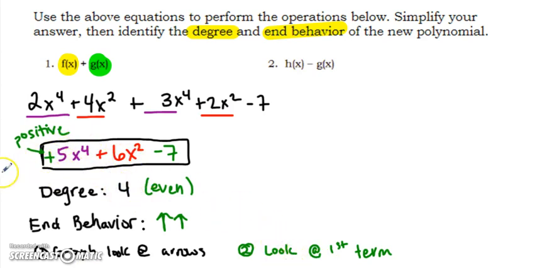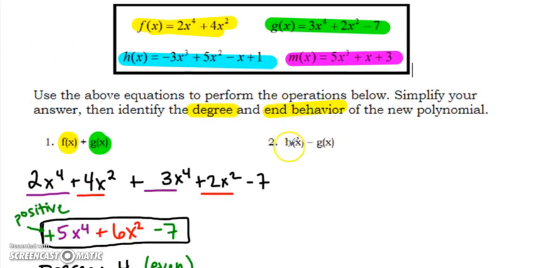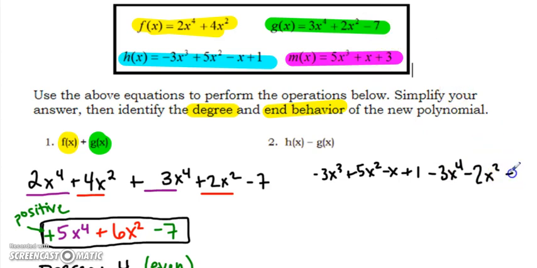All right, we're going to do one more together, and then I'm going to let you try some of these on your own, okay? So now we have h of x, this one right here that has all these terms: negative 3x to the third plus 5x squared minus x plus 1. Okay, minus everything in g. That means instead of a positive 3x, it's going to be a negative 3x to the fourth. Instead of a positive, we're going to have a negative 2x squared. And then instead of a negative, we're going to have a positive 7. Because really what that negative means is you're going to take the opposite of whatever's going on in g of x.